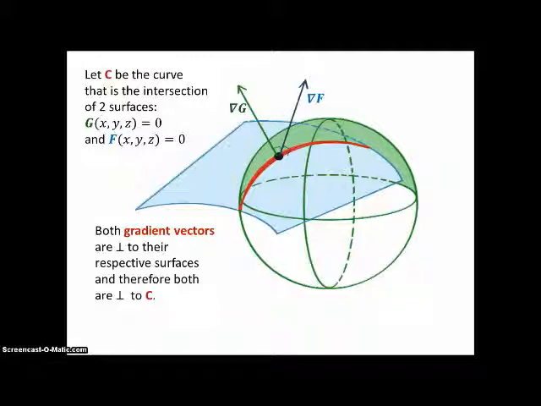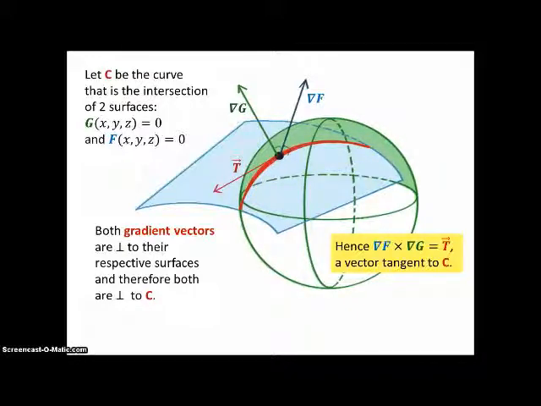So what's going to happen if we cross those two vectors? If we cross those two vectors, we get a third vector that is perpendicular to both of the originals. Now, if we get something that's perpendicular to both of the originals, then it has to be tangent to both surfaces and therefore tangent to the curve. Hence, the cross product of the two gradient vectors for F and G equals T, which is a vector tangent to curve C, and it would look something like that.